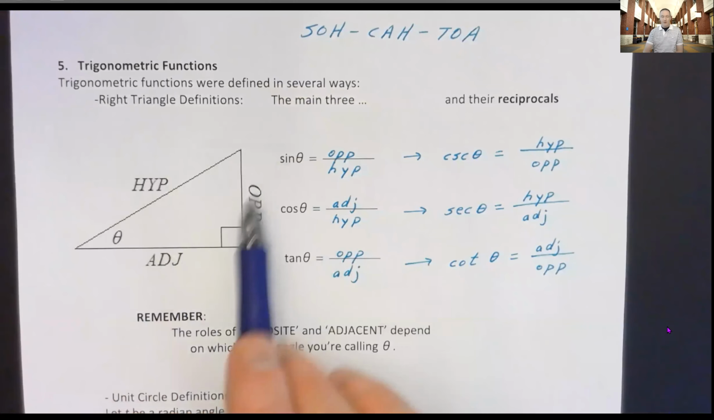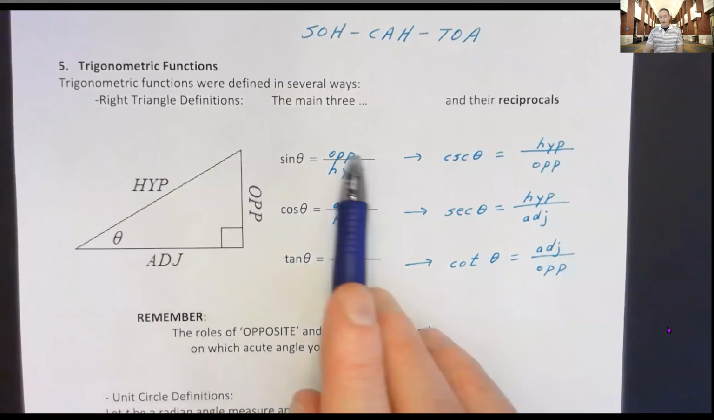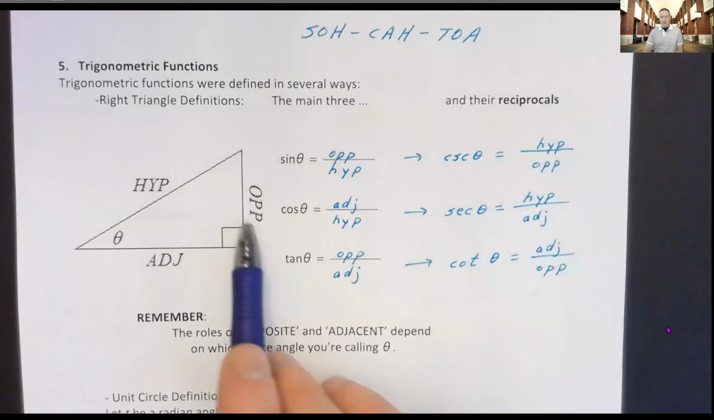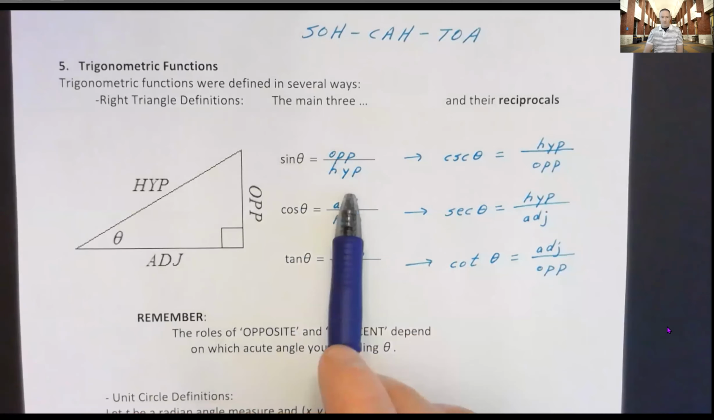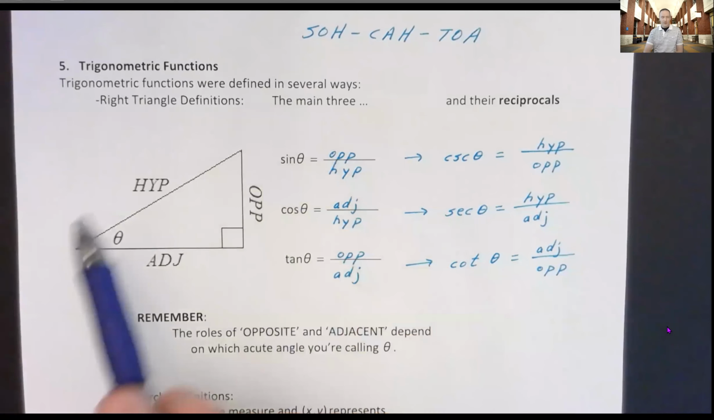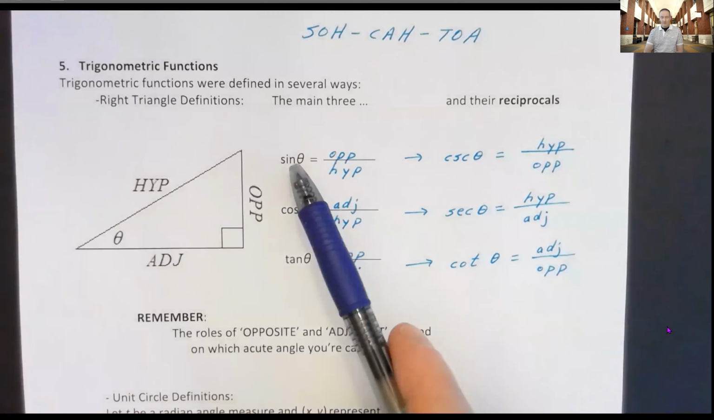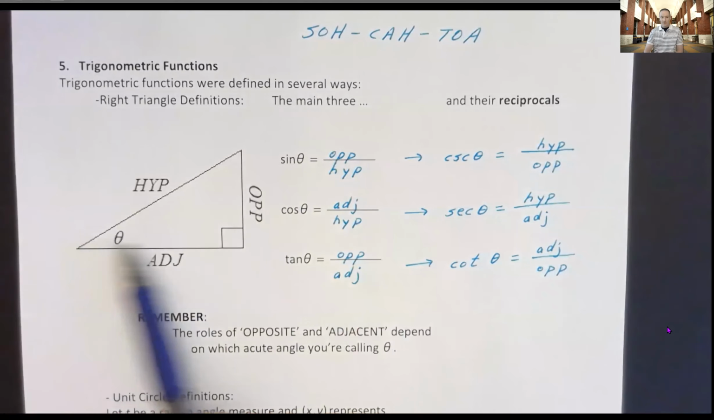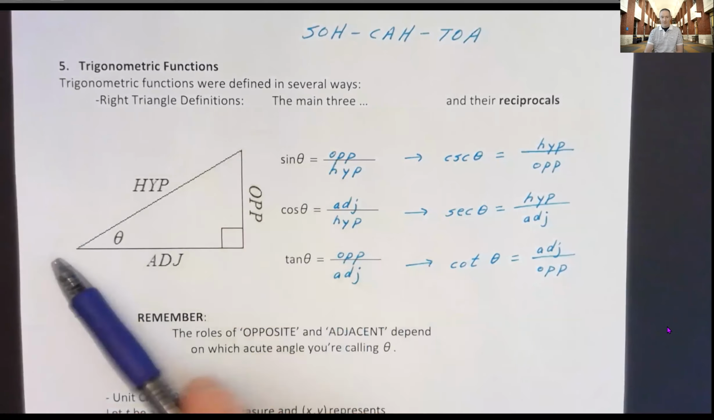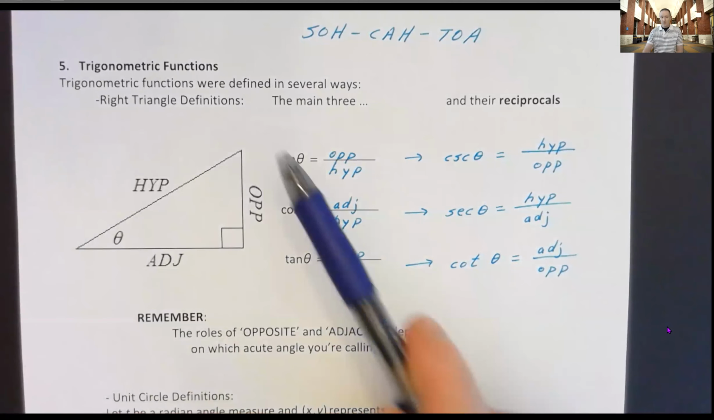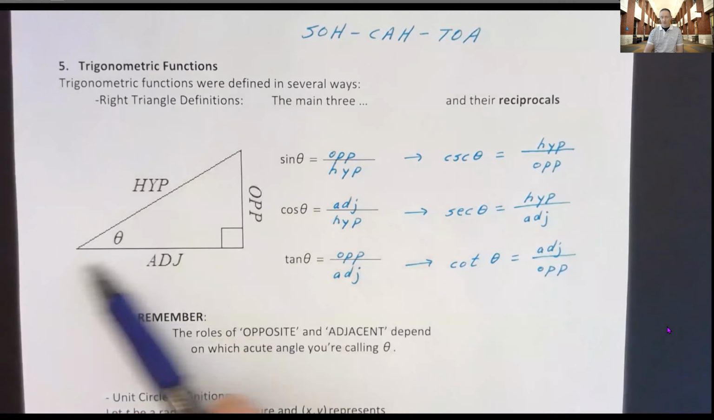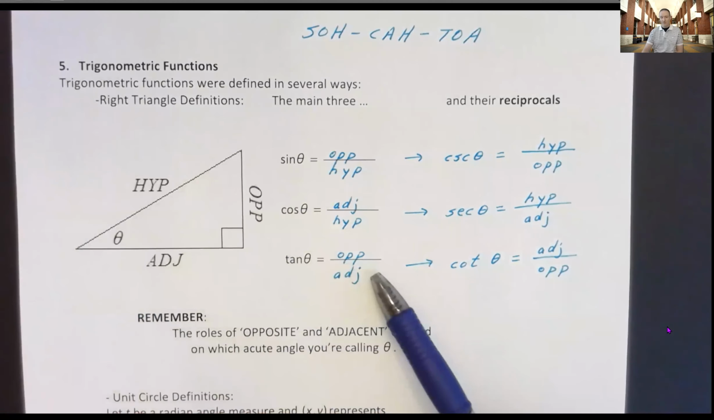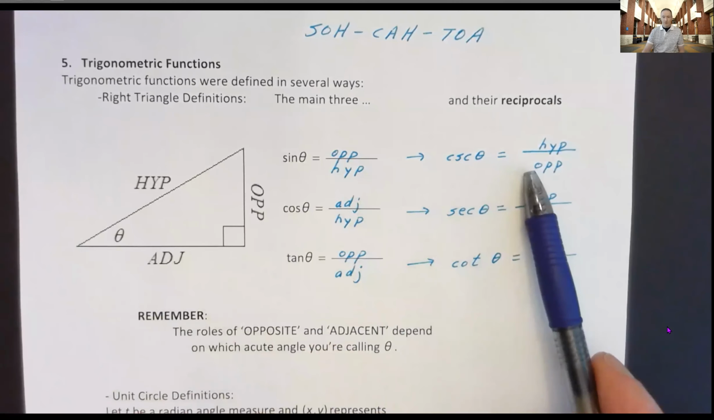Sine is, again, always the ratio, and you could think of sine as the ratio of vertical over diagonal. Cosine is always the horizontal over the diagonal. So in this case, the sine is your opposite side divided by your hypotenuse. Cosine is your adjacent side divided by the hypotenuse. And tangent is going to be the ratio of the vertical over the horizontal, or the opposite over the adjacent in this case.